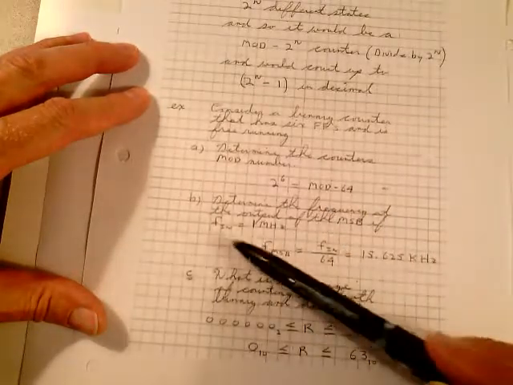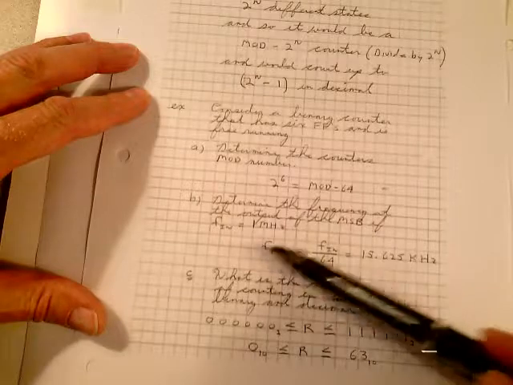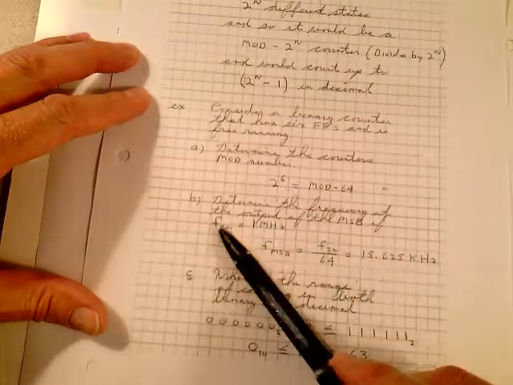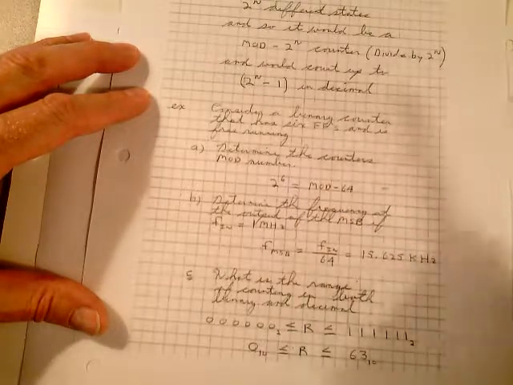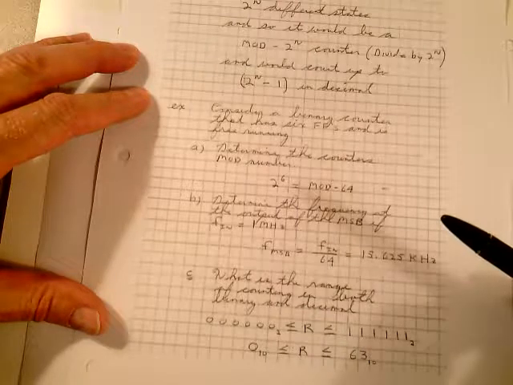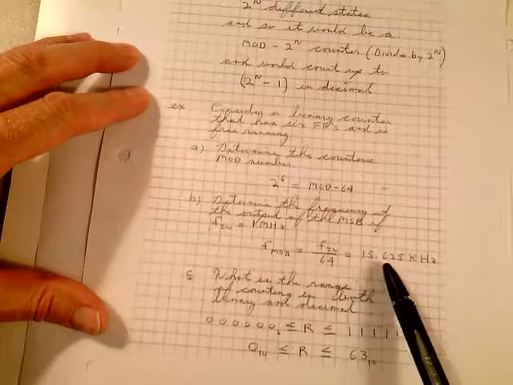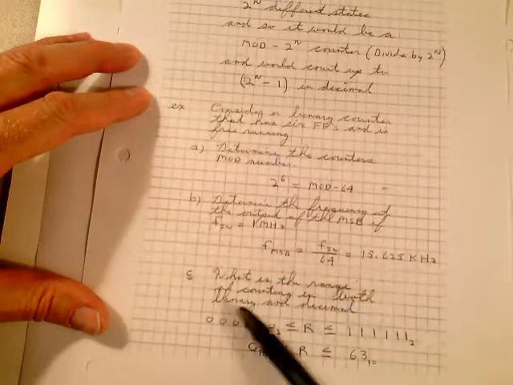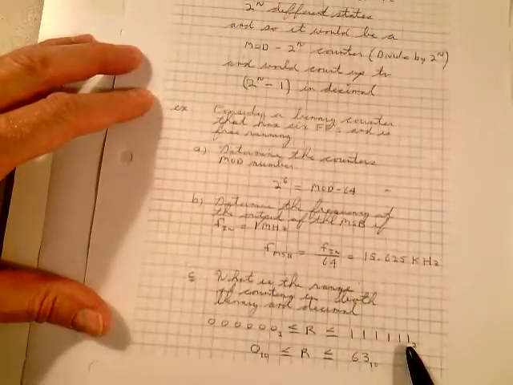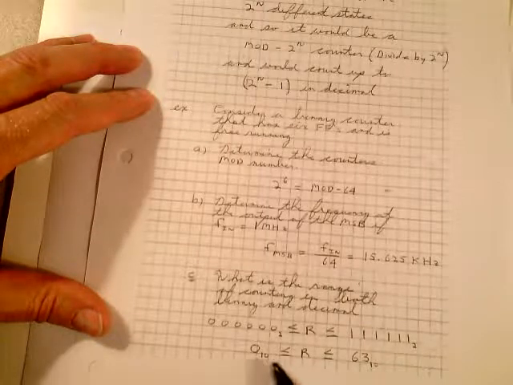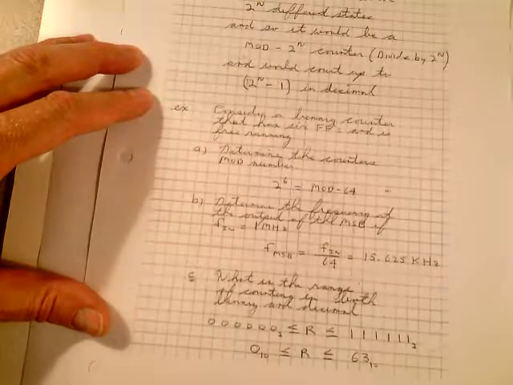Determine the frequency at the output of the most significant bit if the input frequency is 1 megahertz on a mod 64 counter. Well, if you understood that one page, a mod 64 counter just means it's divide by 64. So the frequency of the most significant bit would be 15.625 kilohertz. What is the range of counting with both binary and decimal? Here's the range for binary, and the range for decimal is 0 in base 10 is less than or equal to the range, which has to be less than or equal to 63 in base 10.